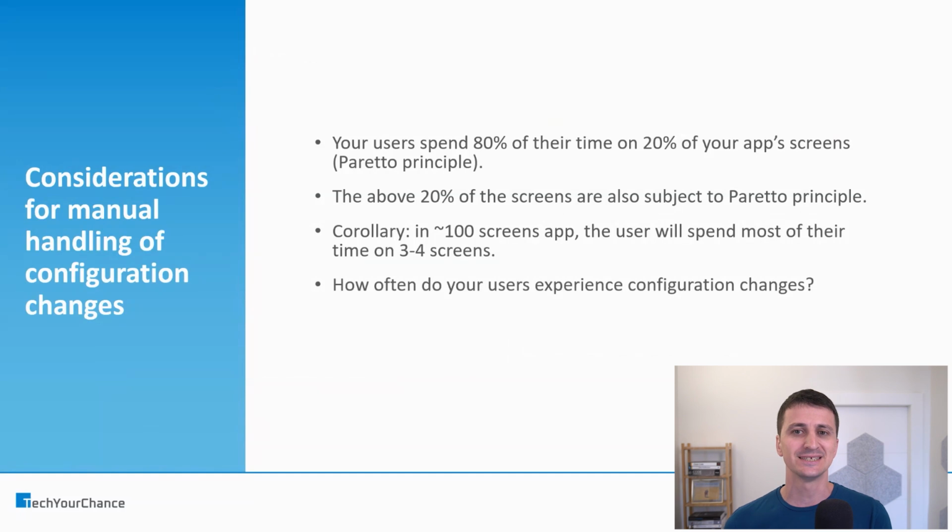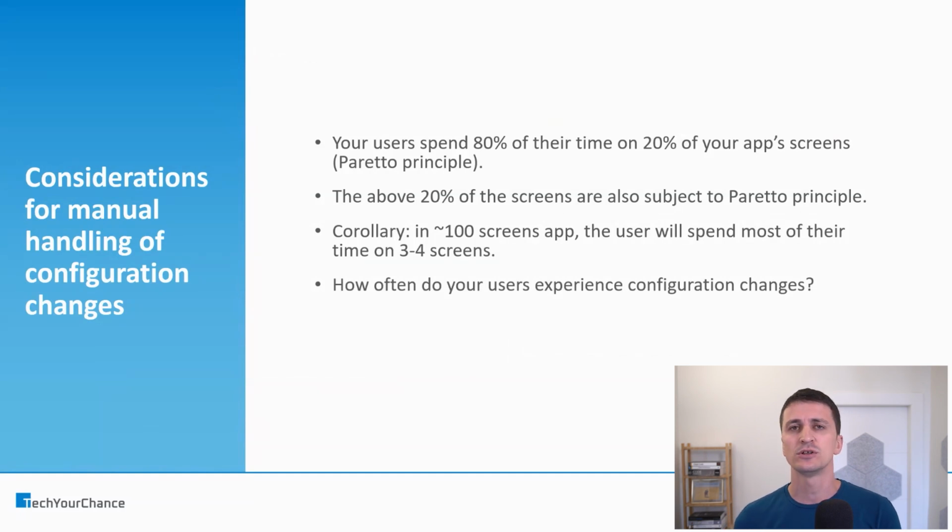Yes, in some cases they can be quite common. Let's say you design a video player, then it's very reasonable that your users will find the video in portrait mode, but when they actually want to watch the video, they will rotate their device to landscape mode. Very common use case. So there is a special set of apps, special sets of features where you can expect a lot of configuration changes. But for many apps, that's not the case.